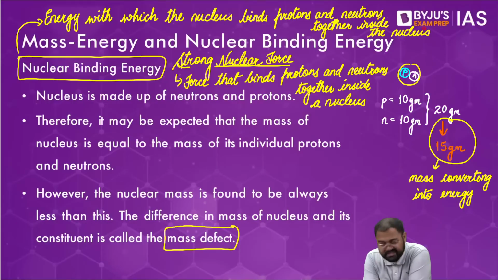So atomic number basically is the number of protons inside the nucleus, and mass number is the number of neutrons plus the number of protons. So the sum of protons and neutrons will be called the mass number.